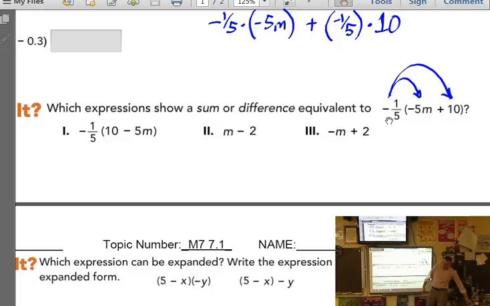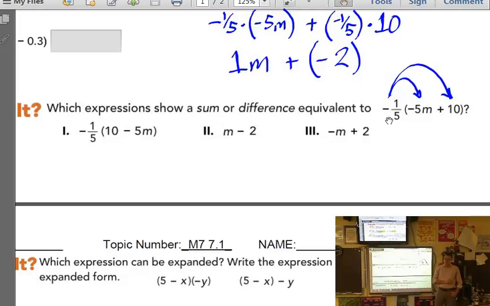Izzy, when I look at negative times a negative, it's the first thing in your head. Negative times a negative will make positive. So immediately think my value is going to be positive. Then a fifth of 5. What's a fifth of 5? 1, and then the m has to come along for the ride. Plus, what's a negative times a positive? A negative, and then a fifth of 10? 2. Then we clean this up and take away what we don't need to write.